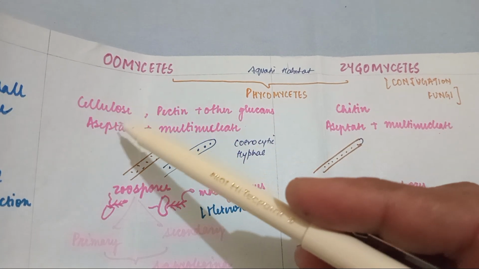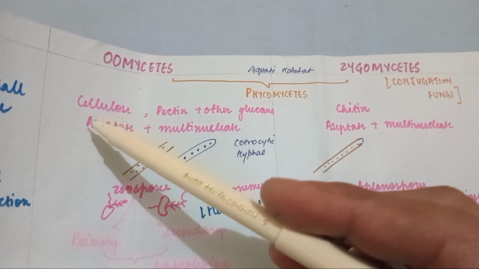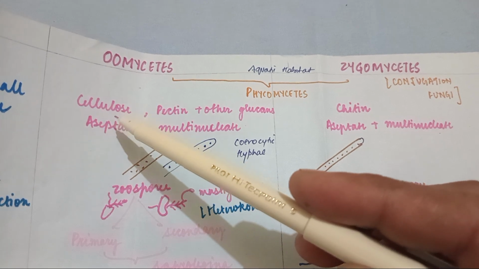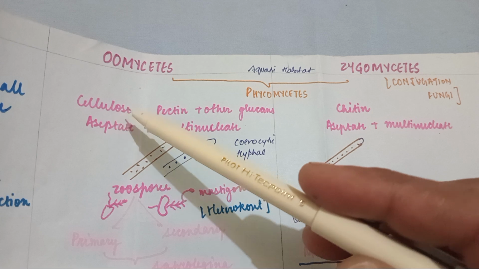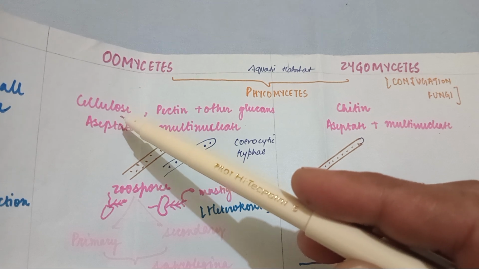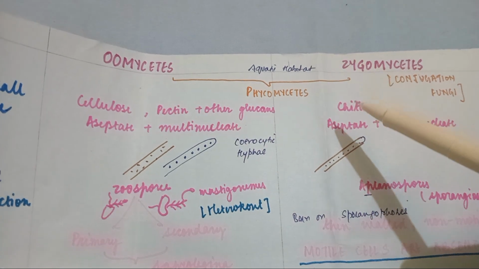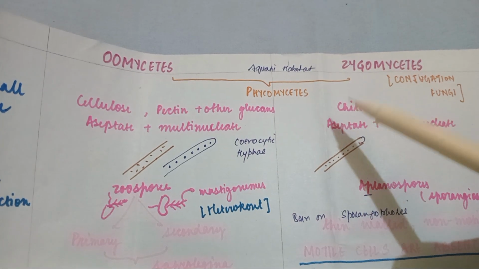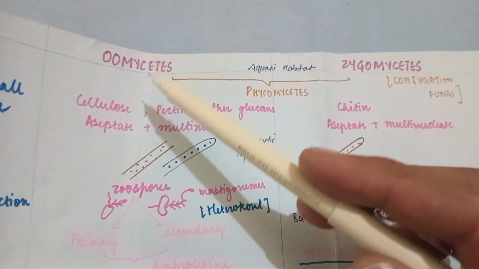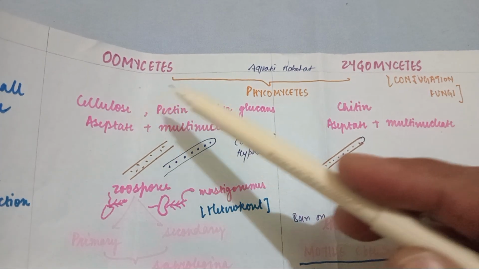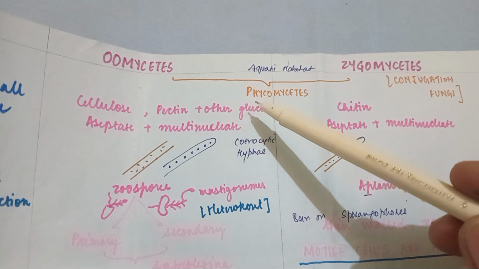First, the difference is the component of the cell wall. In Oomycetes, it has cellulose. In most of the fungi we see that there is chitin, but in the case of Oomycetes, it is cellulose with pectin and other glucans.